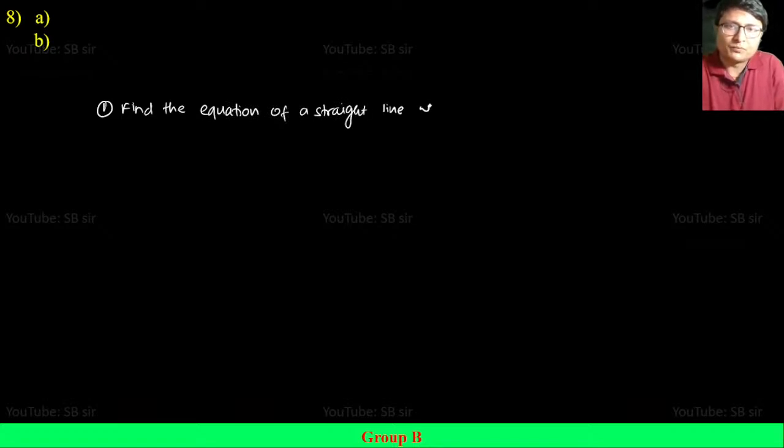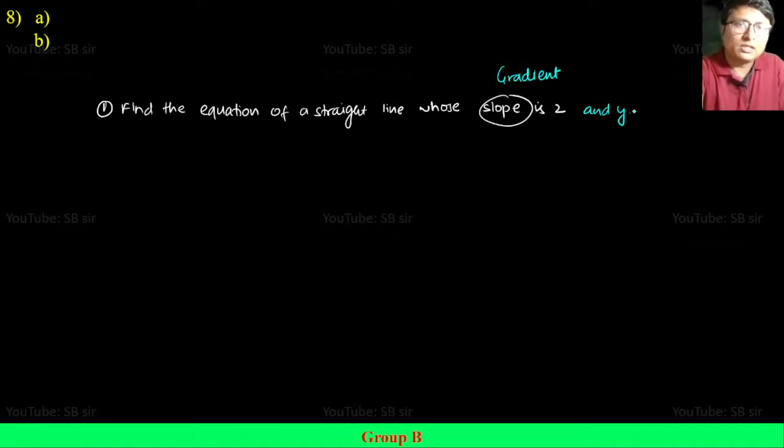Okay, so find the equation of a straight line whose slope is 2, the slope is also called gradient. It might be asked in this way also. Slope is 2 and y-intercept is 3. So you might be asked in such a way to find the equation of a straight line whose slope is given and whose y-intercept is given. So if the slope is given and y-intercept is given, we have to use the formula of the slope-intercept form.